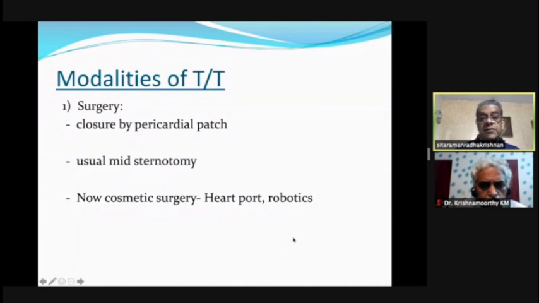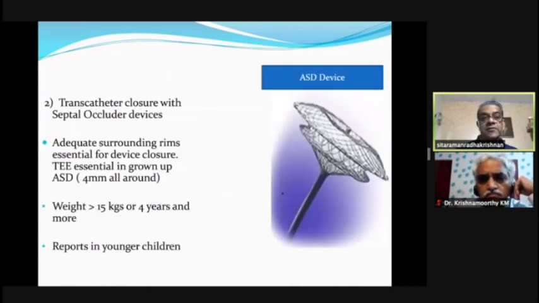But I am told that these robotics are now only used for urological surgery. Anyway, heart port is a reality which I have seen now for the past 20, 25 years.